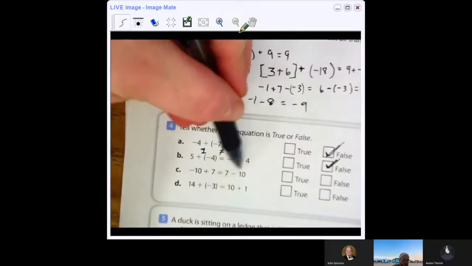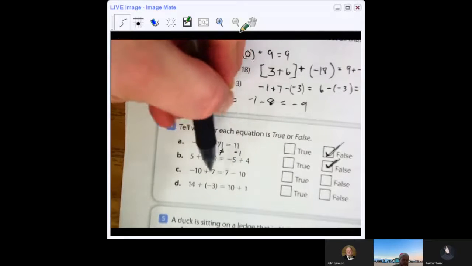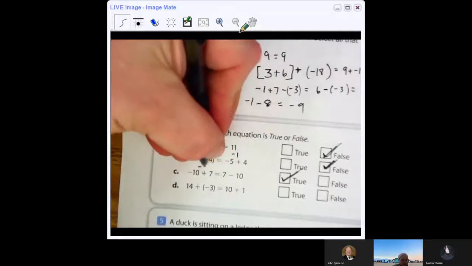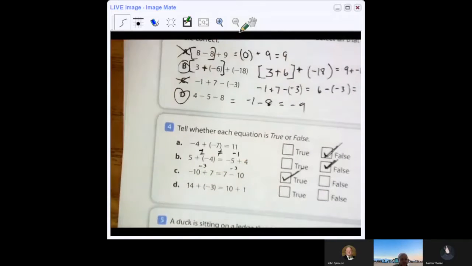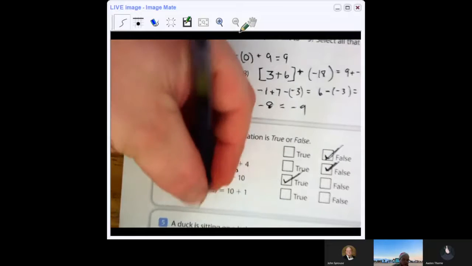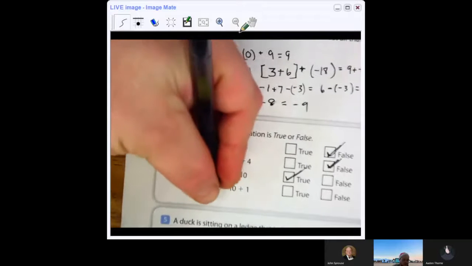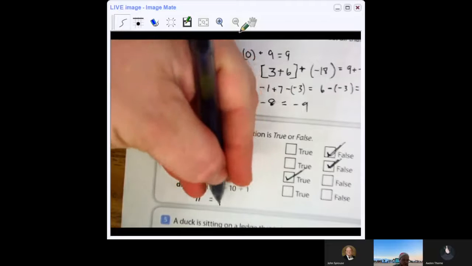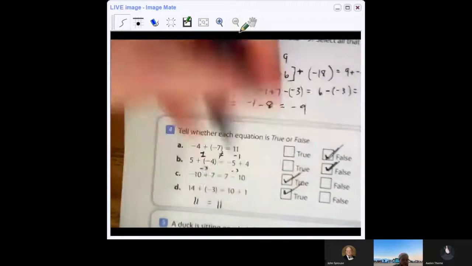I have a negative 10 here and a negative 10 here. I have a 7 here and a 7 here, so this one is going to be true, because each one of these is going to equal negative 3. 14 minus 3 is 11. 10 plus 1 is 11. So this would be true as well.